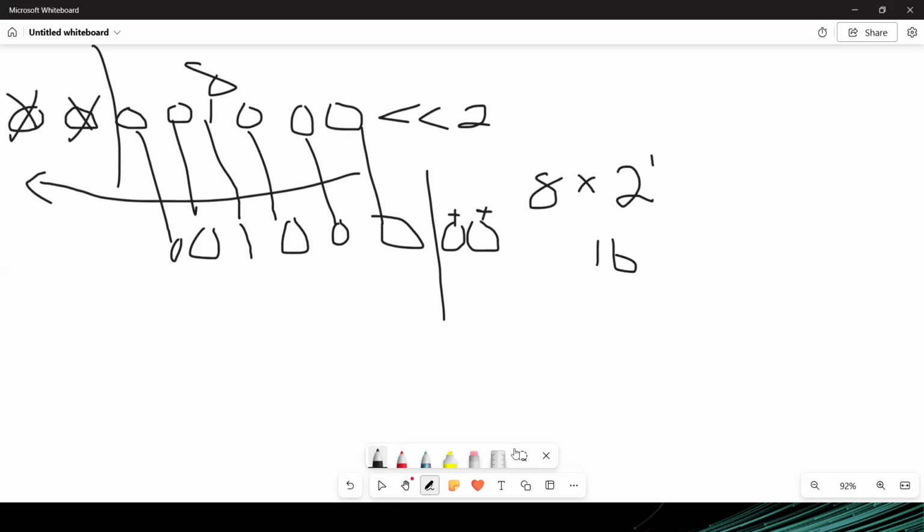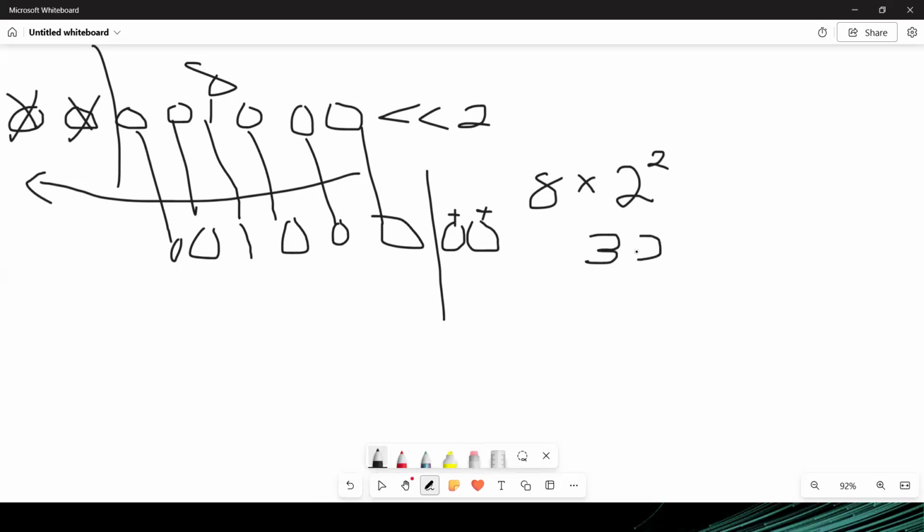And like I said, it is the equivalent of 2 raised to power 2 here, because now we are dealing with 2 bits. So it is equivalent to the number, which in this case is 8, times 2 raised to power 2. 2 raised to power 2 will give us 4. So 8 times 4 will give us 32.